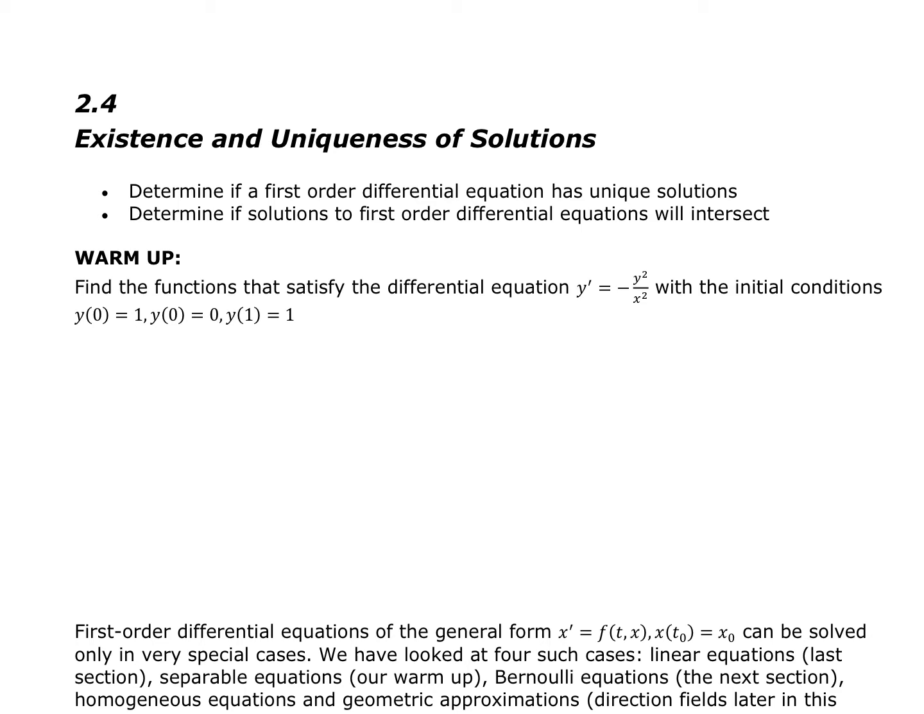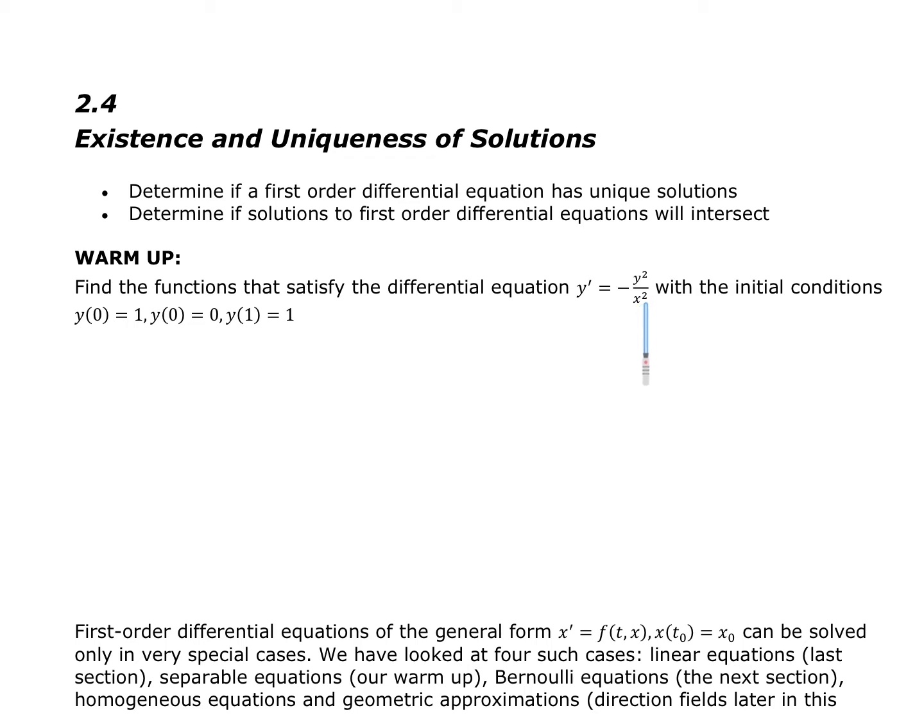Find the function, or family of functions, that satisfy the differential equation y prime is equal to negative y squared over x squared, where the initial conditions are y of 0 is equal to 1, y of 0 is equal to 0, and y of 1 is equal to 1. Now, if we take a look at this original problem, y prime is equal to negative y squared over x squared.